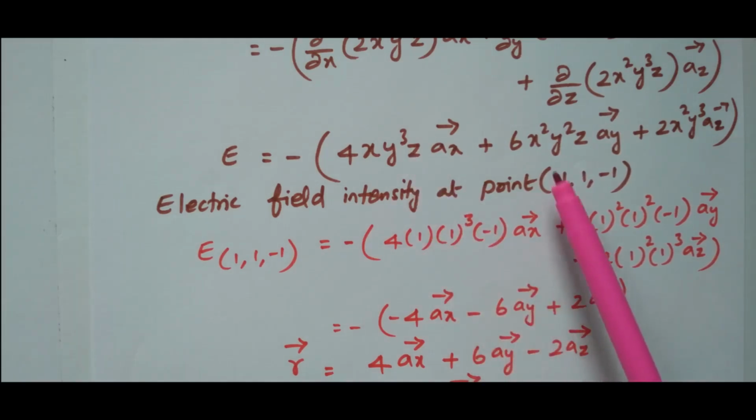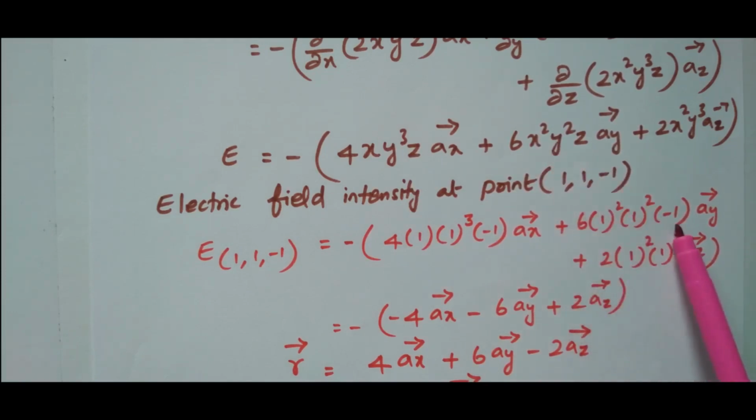Similarly, 6 x square is 1, y square 1, z minus 1, into 2 into x square y cube. Here z is not available. Right? Only here and here z is available. Here z is not available.